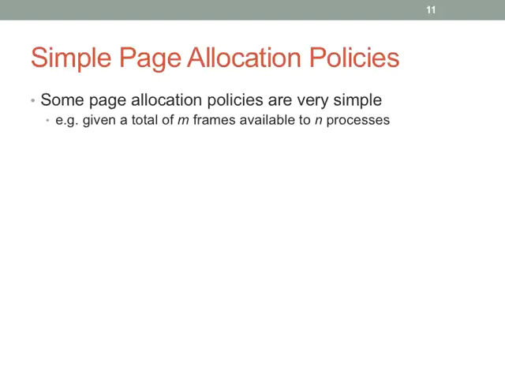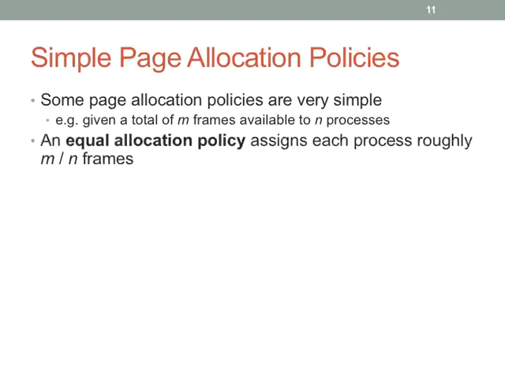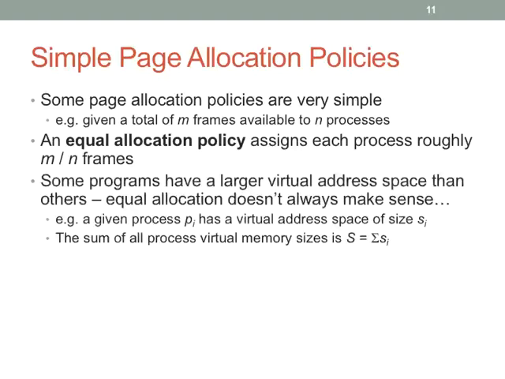Okay, so let's say you have a total of m frames available to n processes. So you could say every process gets the same number of frames, m over n. That seems okay, except obviously we all know that not all programs behave the same, especially as far as memory requirements are concerned. So what we could do is look at the virtual address spaces. Again, let's say on Linux you have your VM area struct list. You could easily go through and add up how many pages each process actually needs.